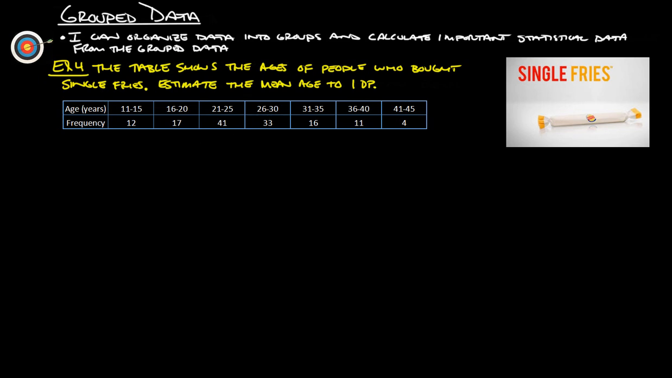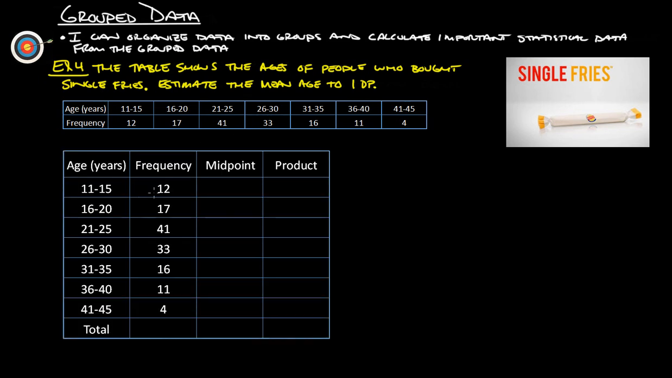So what we've got to do is create ourselves a little table to use here. Like, there are 12 that are between 11 and 15. All 12 of those could be 11, all 12 of those could be 15. We don't know. So what we want to do is find the midpoint of this range right here.